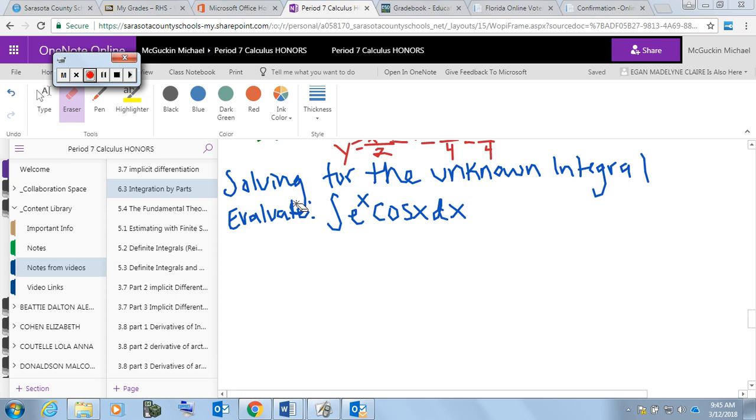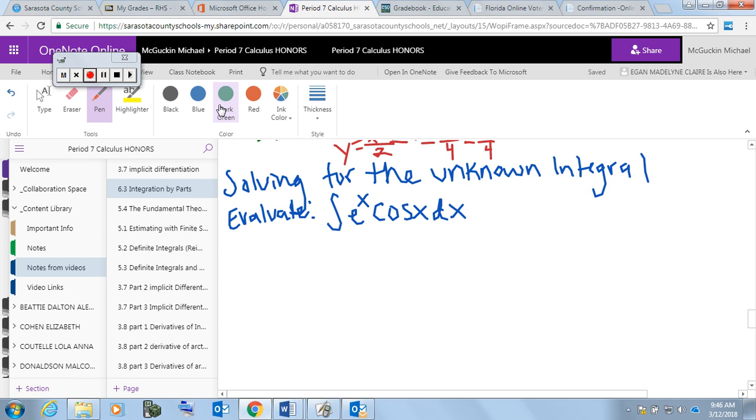Alright guys, so in 6.3 part 5, we are going to be looking into solving for an unknown integral. Very interesting types of problems we're going to see here, guys. And the goal of this video is to show you a situation in which you end up having the same unknown integral that you basically start off with in the answer itself.